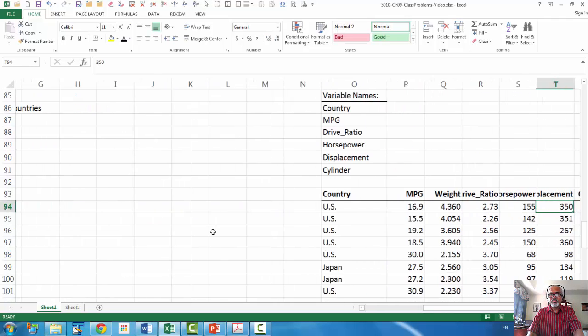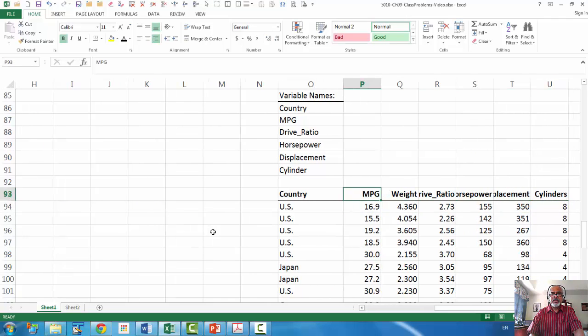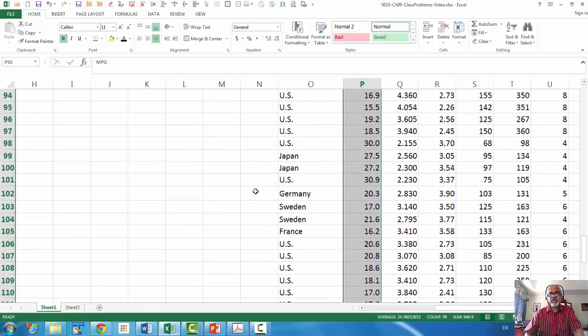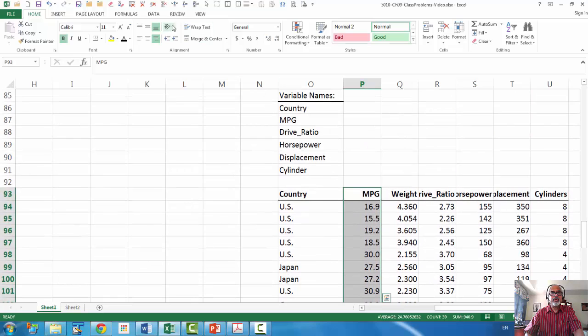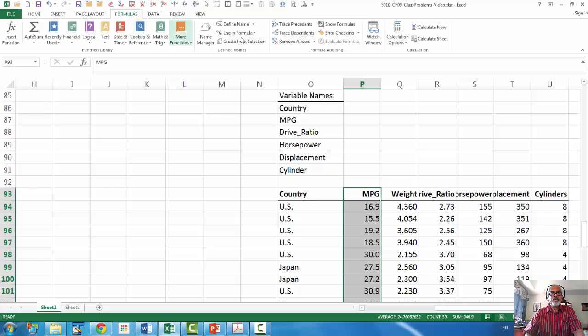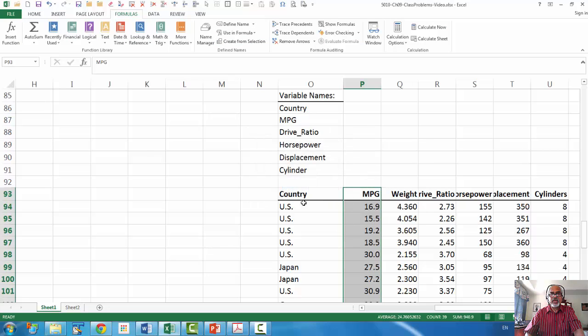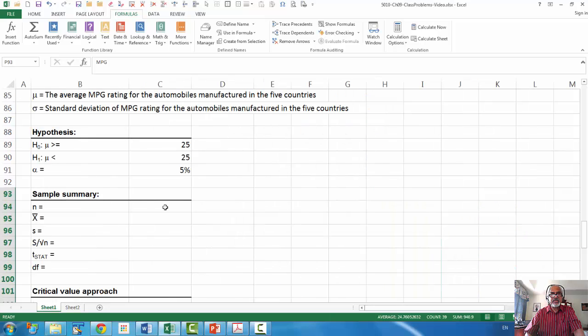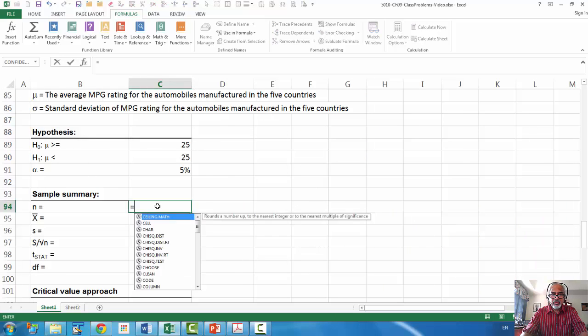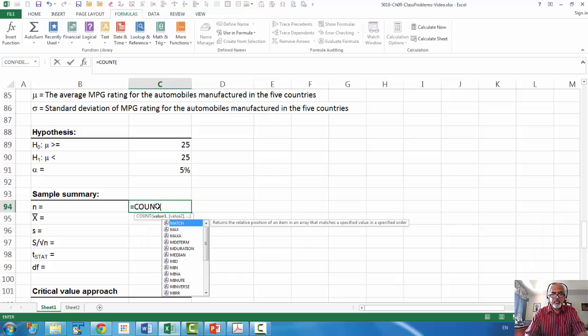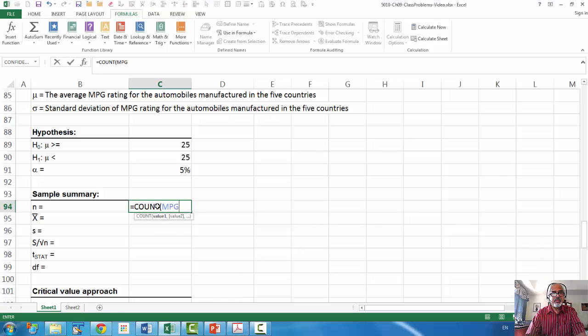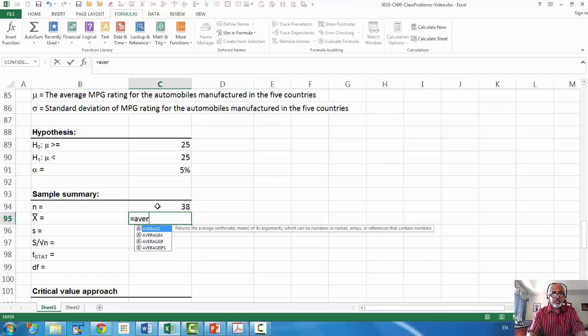Now n is, let's do something here. Let's go ahead and give the MPG column a name. So here you highlight the entire column including the top label, and then you say create from selection and use the top row as the name for the rest of the column. So now MPG is named, so now we can go count MPG, which will give us the sample size.